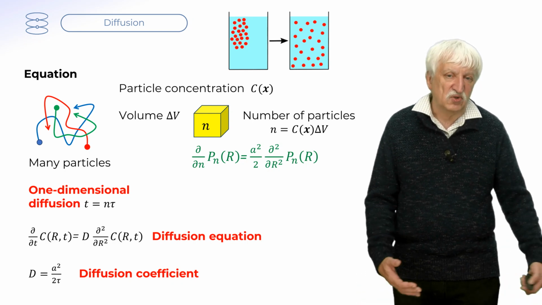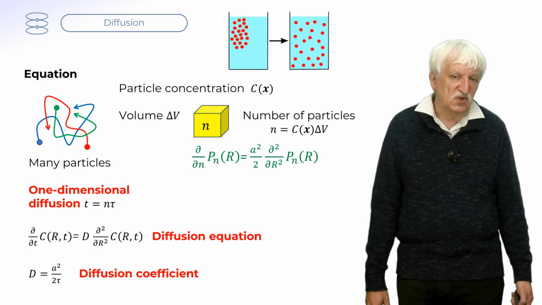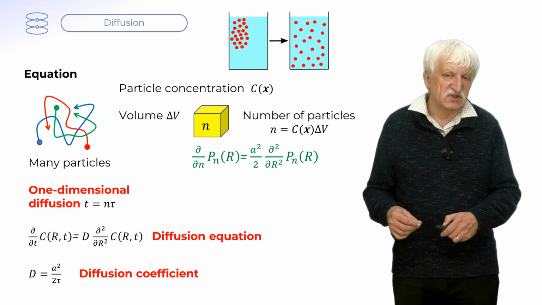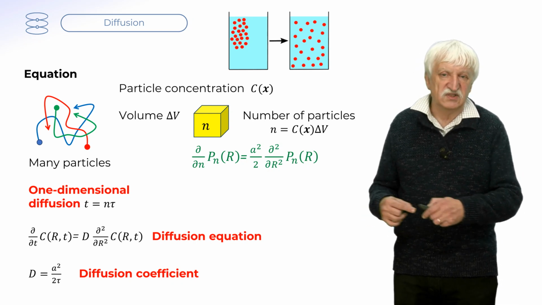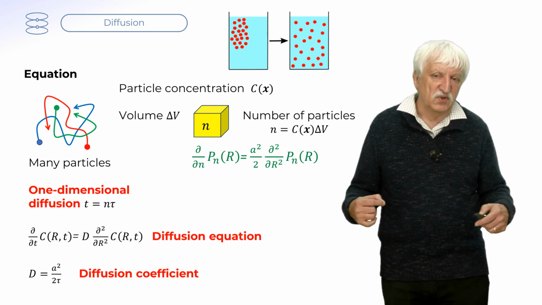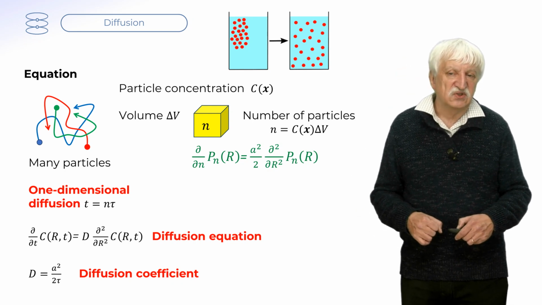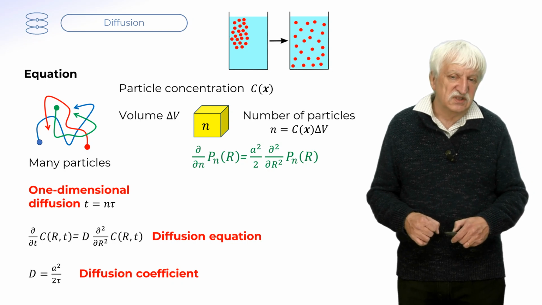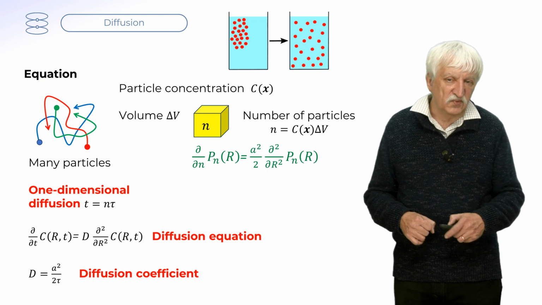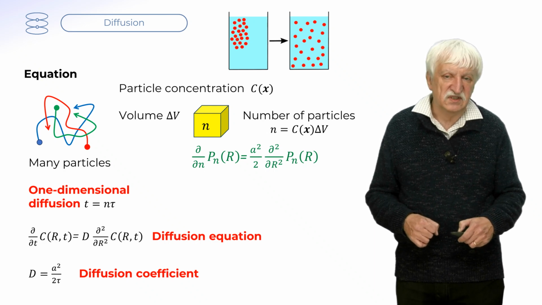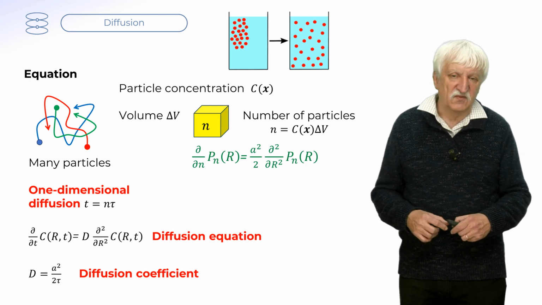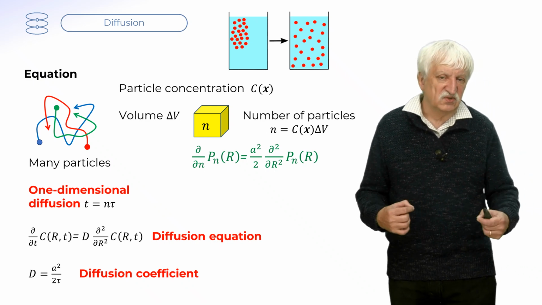In general, this is a complex problem, so we start from a simplified one-dimensional diffusion, which is similar to the one-dimensional random walk that we talked about before. So let's introduce the time t. This is the number of steps of the random walk of each of these particles times a time tau, which is needed for one step of the random walk.